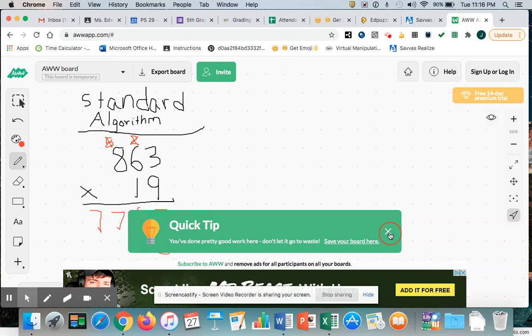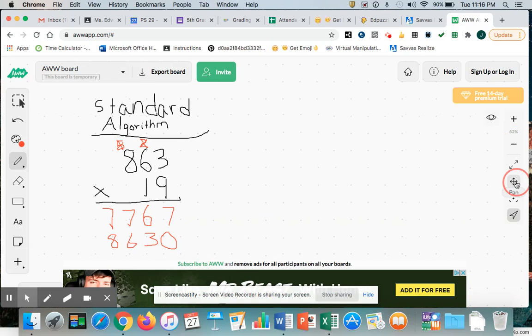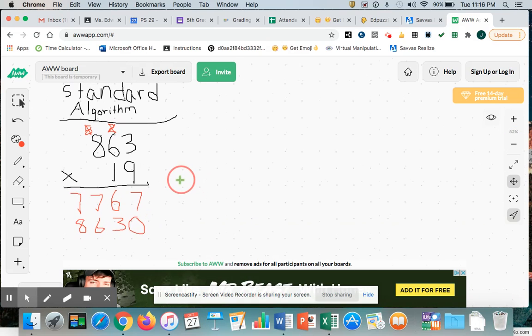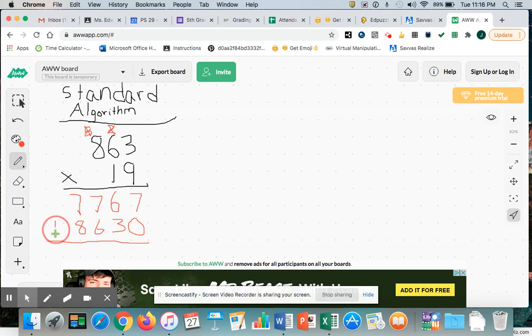1 times 3, I'm going to get 3. 1 times 6, I'm going to get 6. 1 times 8, I'm going to get 8. 8,630. Now, we're not quite done just yet. Just want to make sure you guys can see all of my work here. Now, these are called partial products because they are not the entire product. They are part of the product, so partial products.